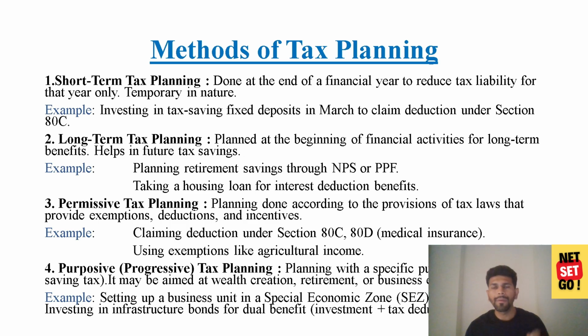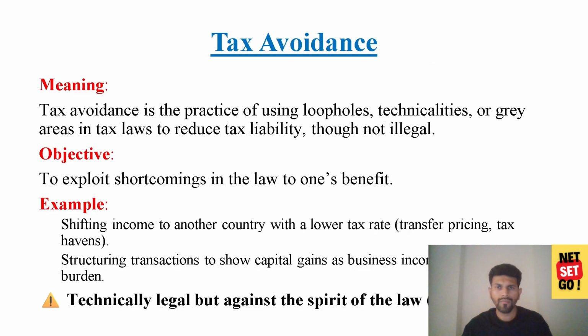And last is purposive or progressive tax planning, where tax planning is done not just for saving the funds, but for a longer period of time, thinking about wealth creation, retirement benefit, and business expansion, etc. So these are the methods of tax planning. These methods are just commonly classified. It is not necessary or provided somewhere.